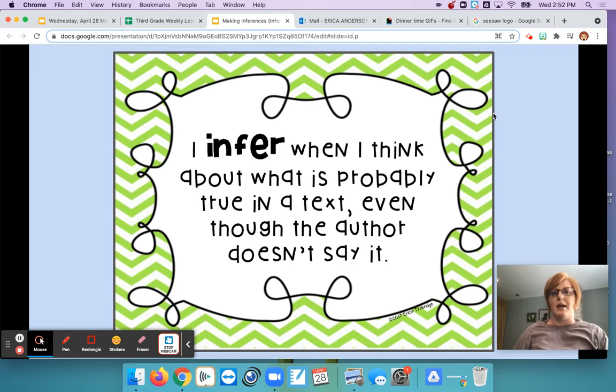So, the first thing is that an inference is when you think about what's probably true in a text, even though the author might not say it. This is a good strategy that readers do to help them think about what's happening in stories. Sometimes authors and illustrators don't always tell us what's going on in a story, but we use our clues, we use what we know to help us infer or make these kind of guesses where we say to ourselves, well, this is probably true about what's happening.